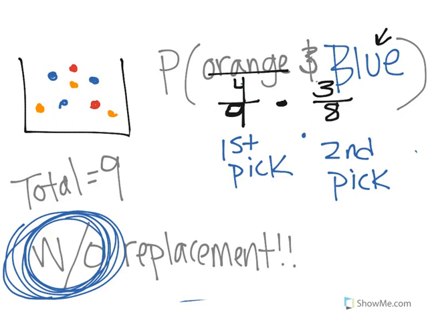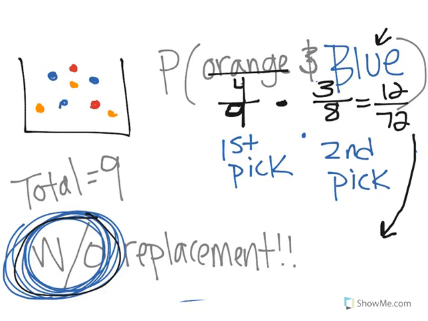So you started with 4 orange out of 9 total. You do not replace it. So now there's 8 in there and 3 of them are blue. So your probability should be... This one just happens to be the same one as before, so I'm going to bring it down, simplify by dividing out a 12. I get a 1 out of 6 chance of picking an orange, not replacing it, and then picking a blue.